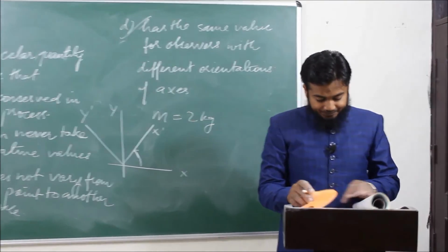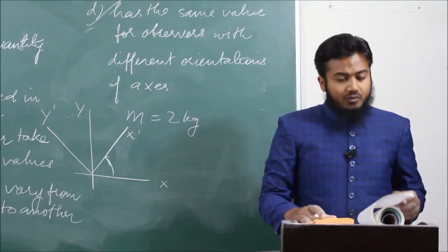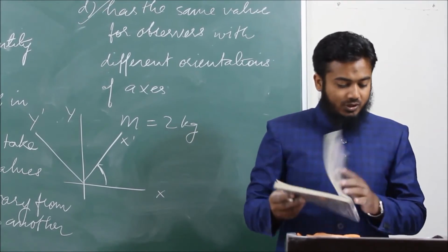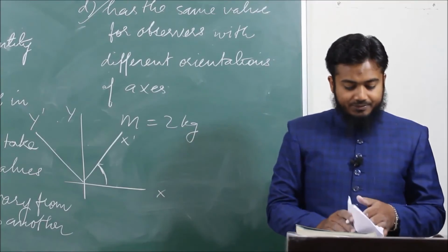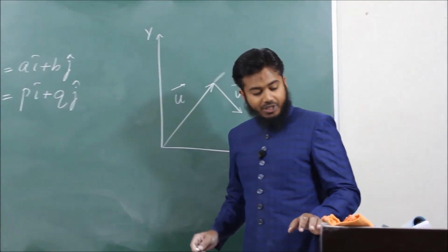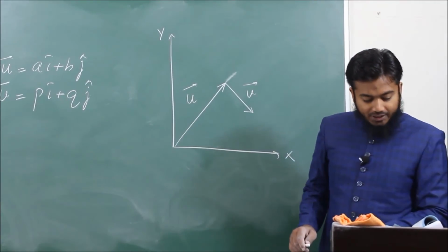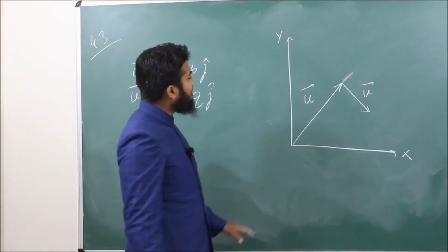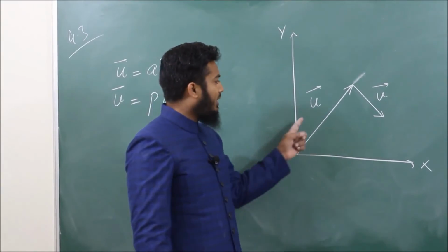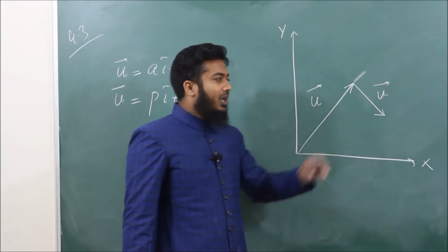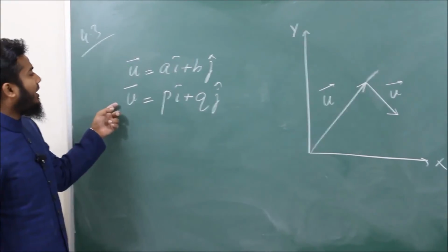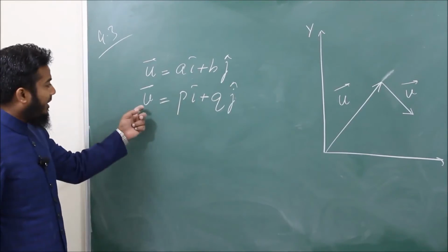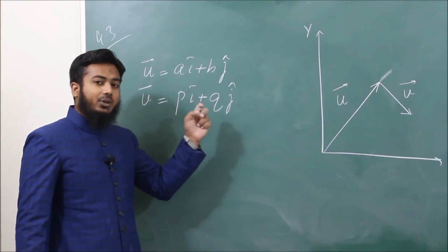So this was it. Now we will take questions from the exemplar problems, the supplementary of NCERT. Let's move on to the exemplar problems. The first problem that we take from the exemplar problems is problem 4.3, and in this problem we are given two vectors, vector u and vector v, where u is equal to a i cap and b j cap, and v is equal to p i cap and q j cap.